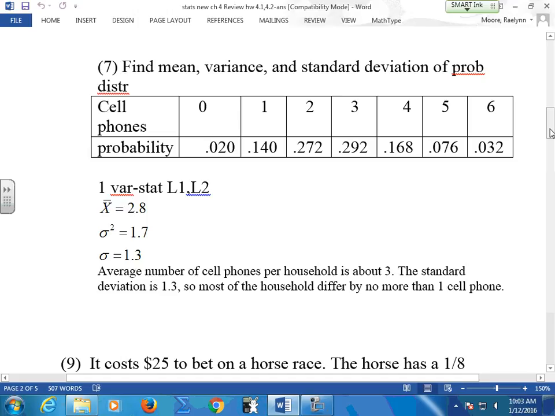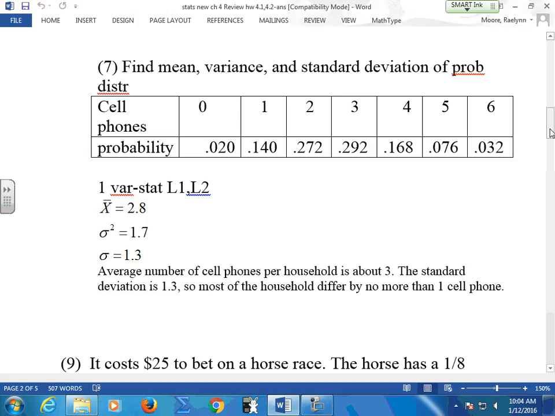Find the mean, the variance, and the standard deviation. Everybody can do this. Put it in your L1, L2. You can even use your n times p if they gave you a probability, but in this case they didn't give you anything else but this table. So we're going to put this in your L1, L2.